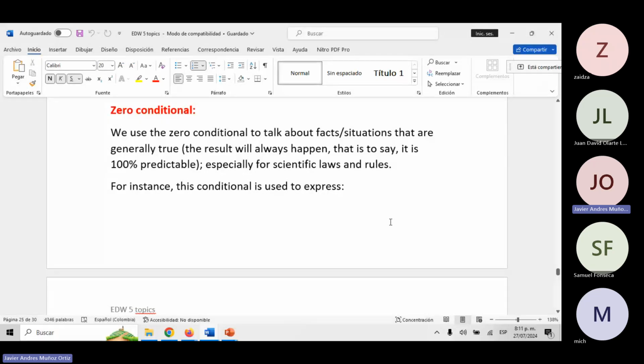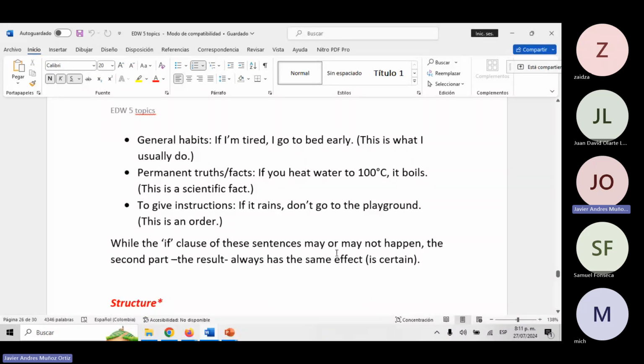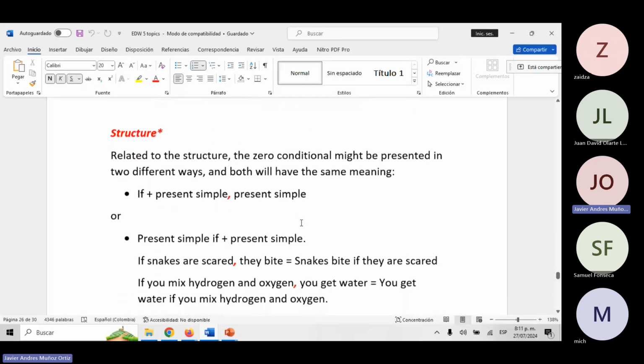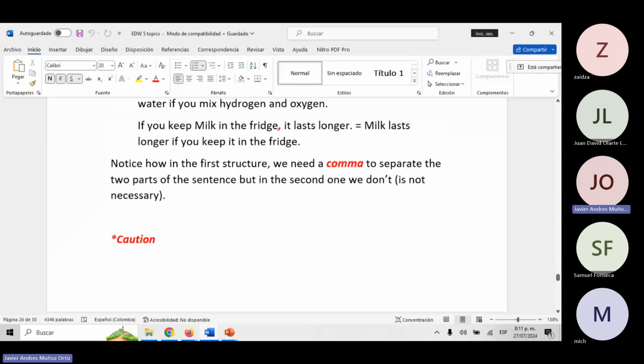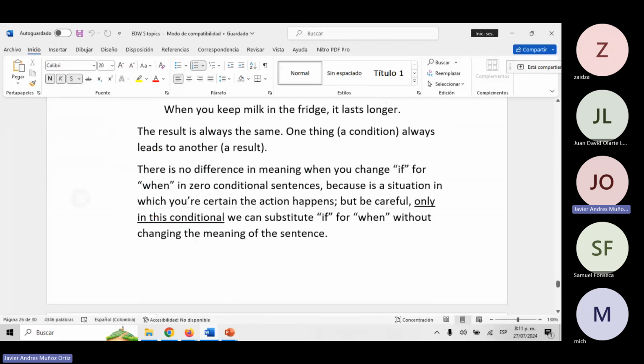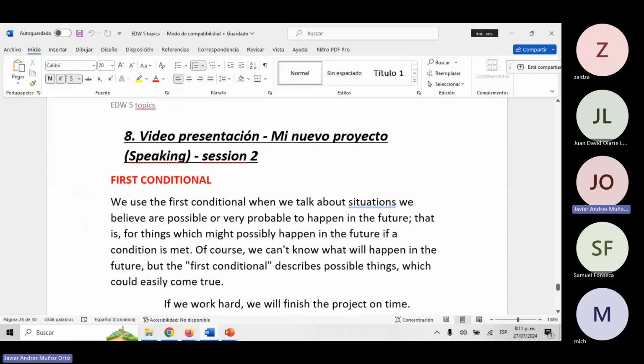So this is why we use zero conditional for scientific laws and rules. Therefore, we use a zero conditional for general habits, for permanent truths or facts, and to give instructions like orders. So this is a zero conditional. We already studied this, so I'm going a little fast. Now we're going to focus on first conditional.